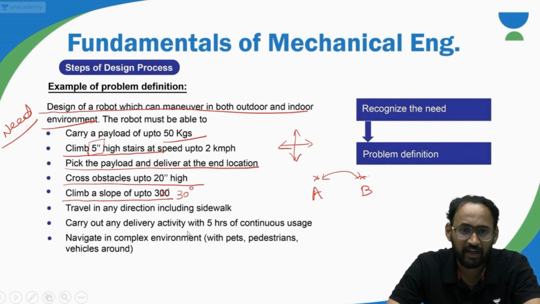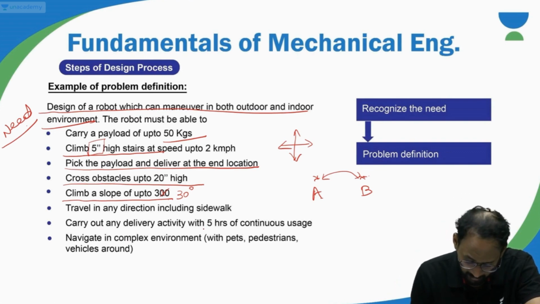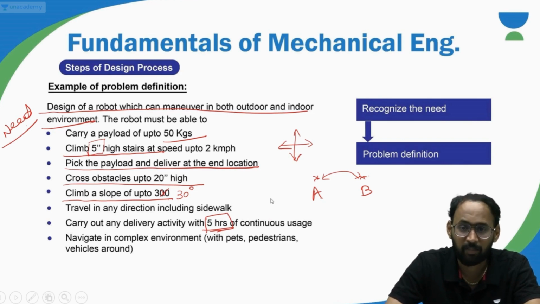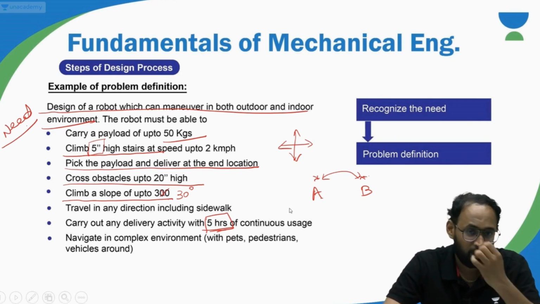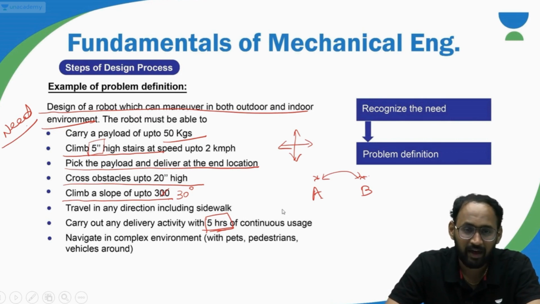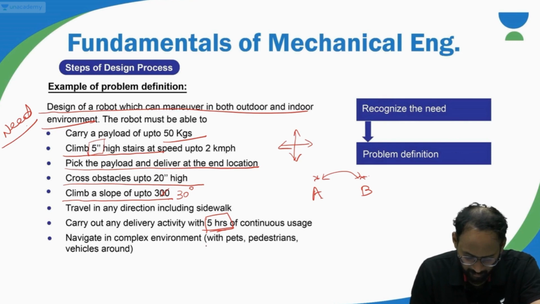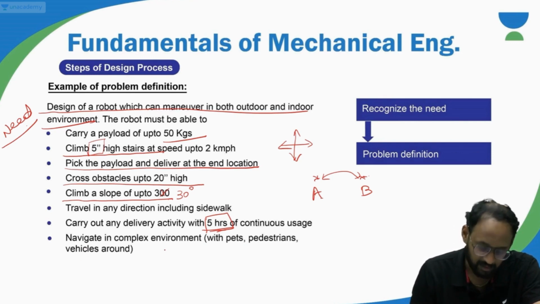Carry out any delivery activity within 5 hours of continuous usage. So it's very clear, the usage is 5 hours. Whatever mode the robot is powered by, if it's a battery or whatever it is, the robot has to carry out the task for 5 hours. So we need to ensure there is sufficient power for the robot to carry out the task for 5 hours.